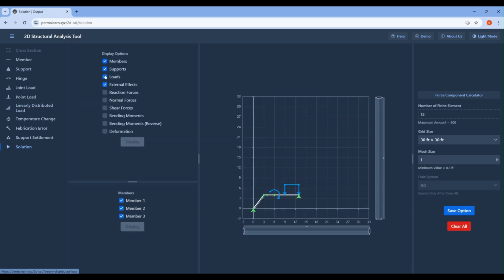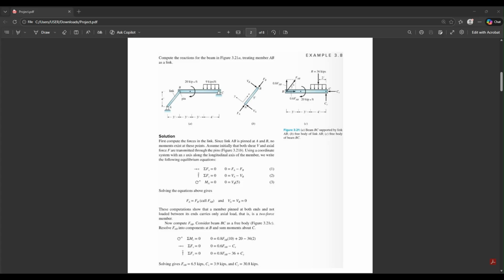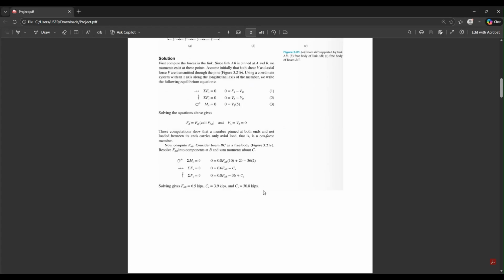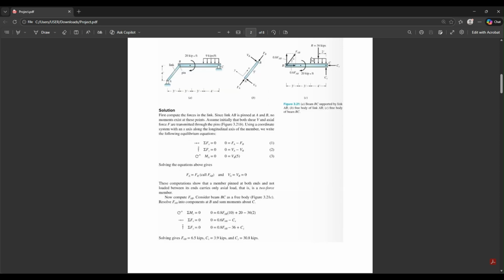And then just click the solution and show only these reaction forces. So we get Cx equal to negative 3.9, Cy equal to 30.8, Ay equal to 5.2, Ax equal to 3.9. Let's check with the solution. So Cy is 30.8, correct, and Cx is 3.9 as it's going to the left, so it is negative, and Fab equal to 6.5.